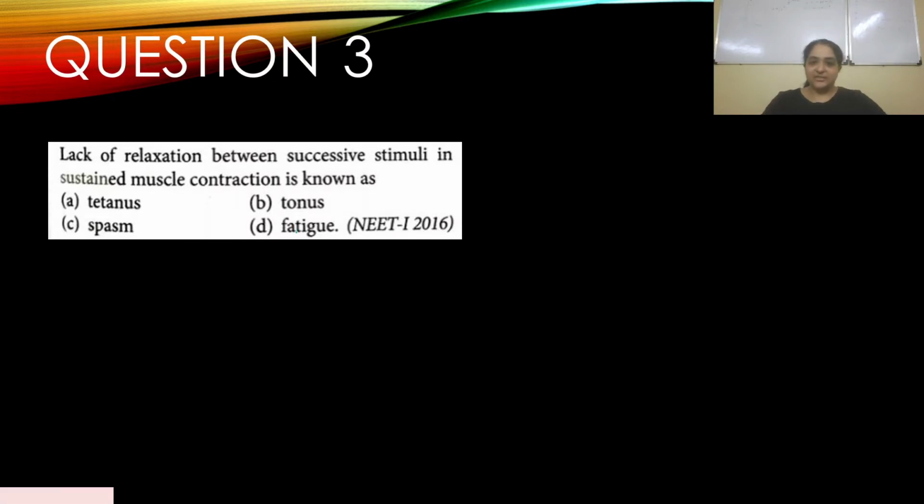Lack of relaxation between successive stimuli in sustained muscle contraction is known as. This appeared in 2016. Okay, so you have A, tetanus, B, tonus, C, spasm, and D, fatigue. For the answer, it should be A. The appropriate answer should be A. But ideally, it is not known as tetanus. Tetanus is a disease, right, which is caused by a bacteria called Clostridium tetani.